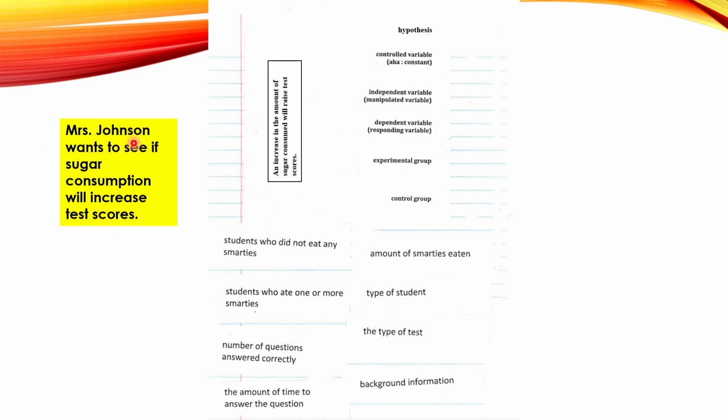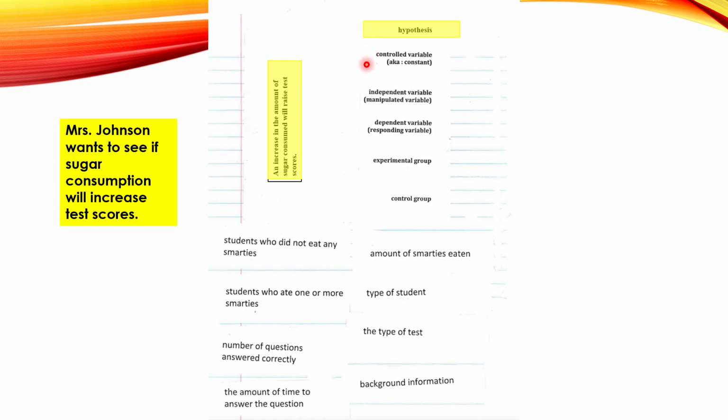So for this experiment, this is the post-it, Mrs. Johnson wants to see if sugar consumption will increase test scores. So a hypothesis is kind of like a prediction. It has to be an explanation that's testable about a scientific question or something that leads to a scientific investigation. So when we look at each one of these tabs, we notice something that looks like a prediction about what we think will happen. So we highlighted hypothesis yellow, we highlight this tab yellow because this is the hypothesis.